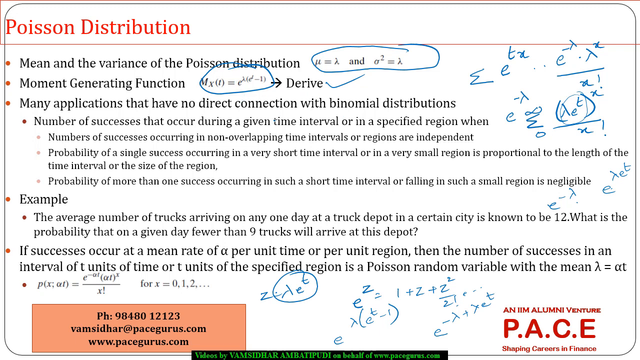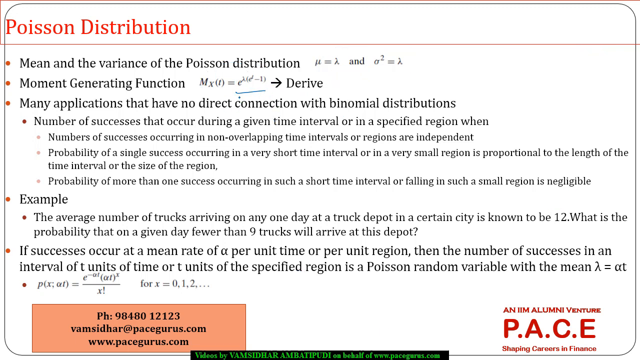Now, if I want to find the mean from it, I take the derivative of this, right? So e power lambda into e power t minus 1 multiplied by the derivative of lambda e power t, which is lambda e power t. This is the first derivative. So put t equal to 0. This is becoming 1 minus 1, 0. E power 0 is 1. 1 into lambda into 1, which is lambda. The first derivative is becoming lambda.